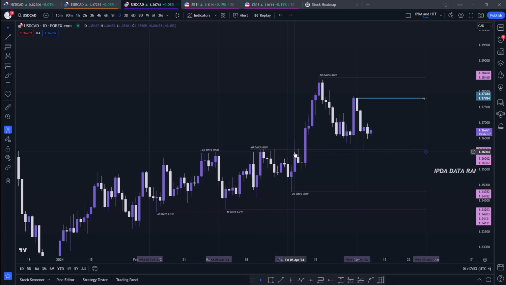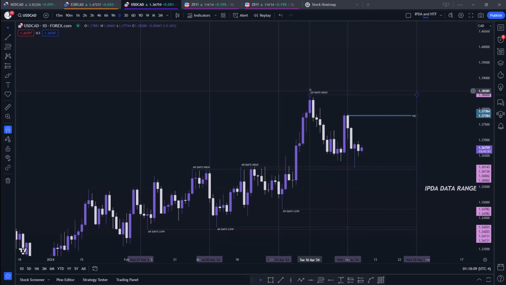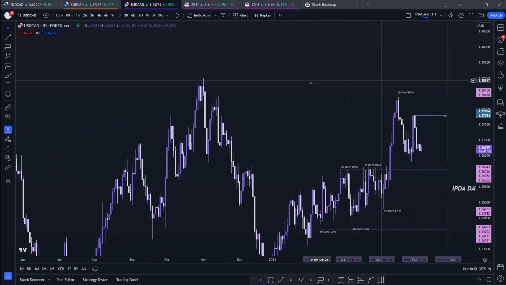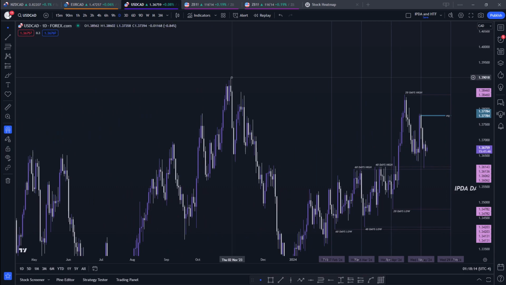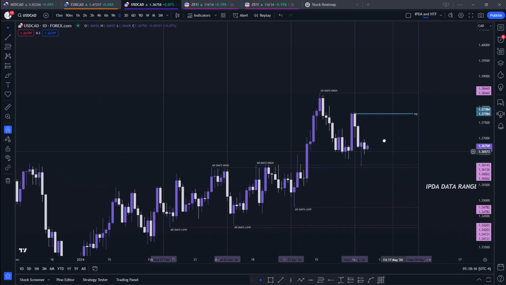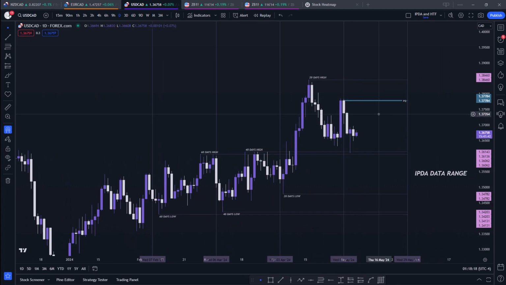Yes, we do need to pay attention to it again, because notice when price traded down into discount, we actually rejected away from that 40 days high. We literally touched it and bounced off of it. Now possibly going back to the premium, like the 20 days high, for example, or the buy side liquidity all the way that side. This is basically how I read price, from liquidity to liquidity. But this is just one example of a type of liquidity, which is the IPTA data range highs and lows.